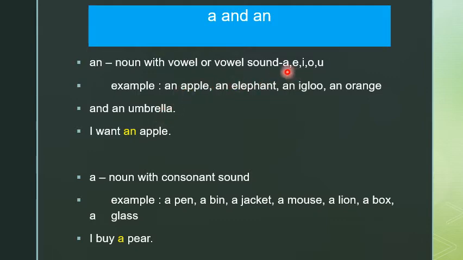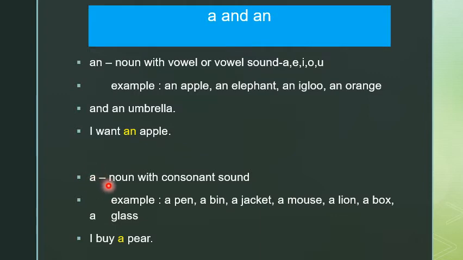An apple, an elephant, E; an igloo, I; an orange, O; and an umbrella. Umbrella is the A sound, umbrella, so you have to use an. Look at the sentence. I want an apple. I want an apple.